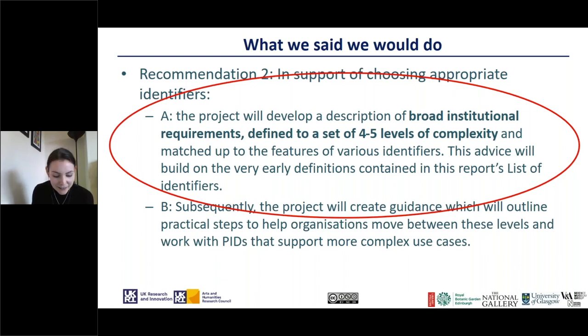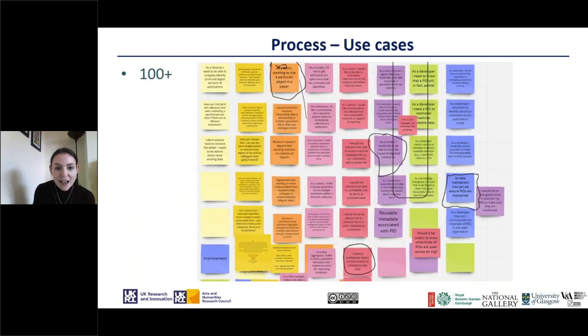So earlier on this year, we decided to go about trying to create that. To do that, we were originally thinking of doing something along the lines of 5-star linked open data and creating a sort of table type structure that would fit in a slide that would describe the various critical things that people want to do with persistent identifiers and what they need to get there.